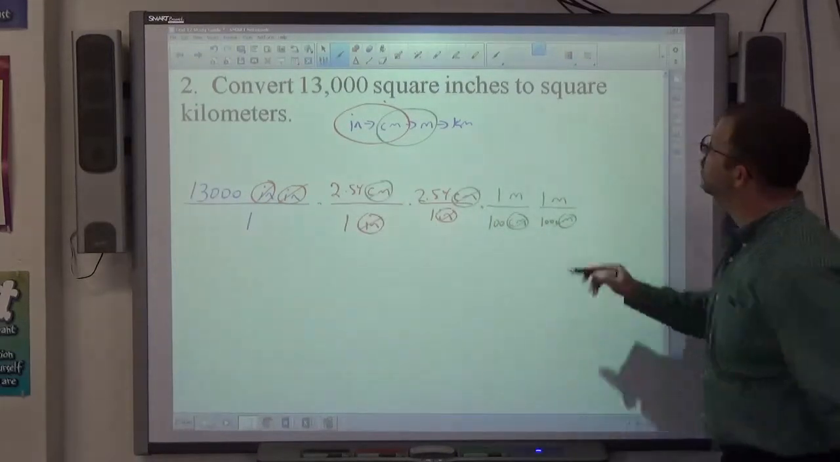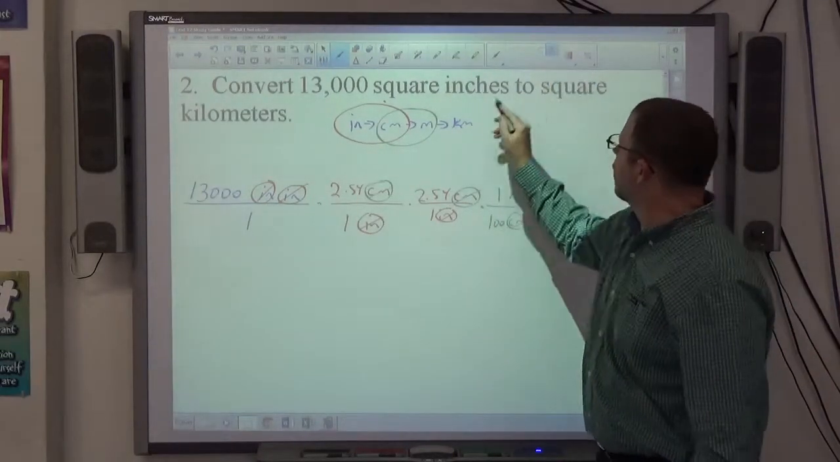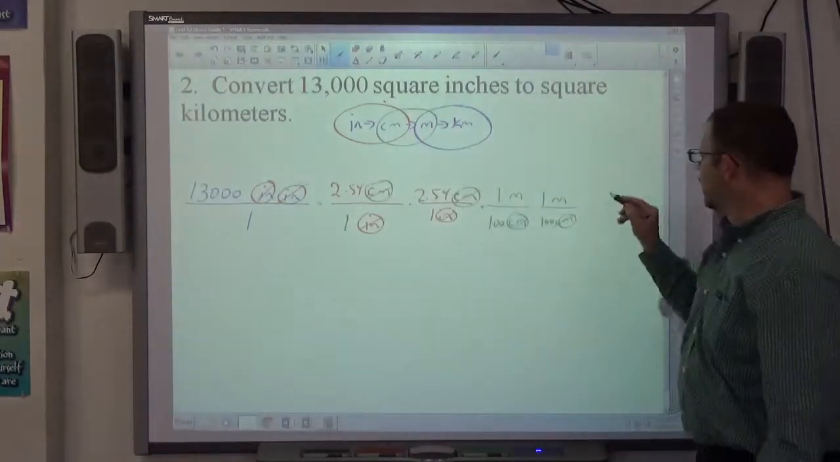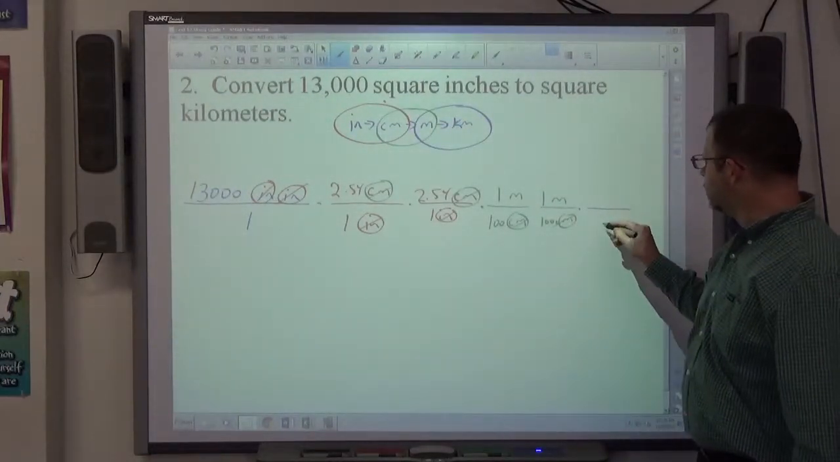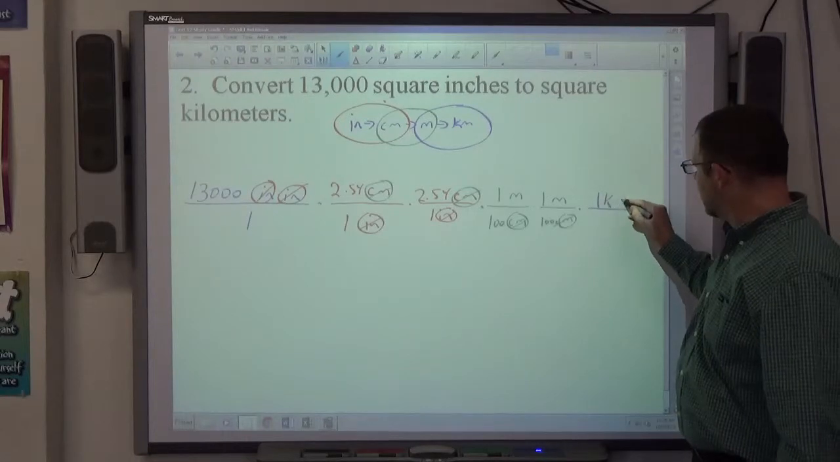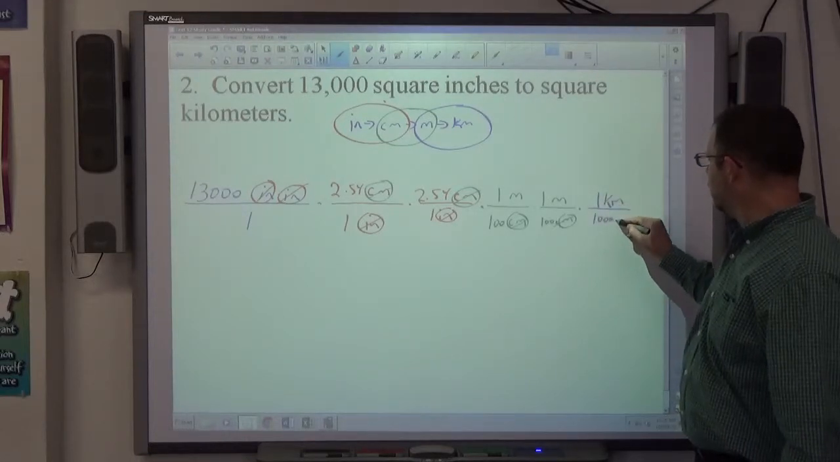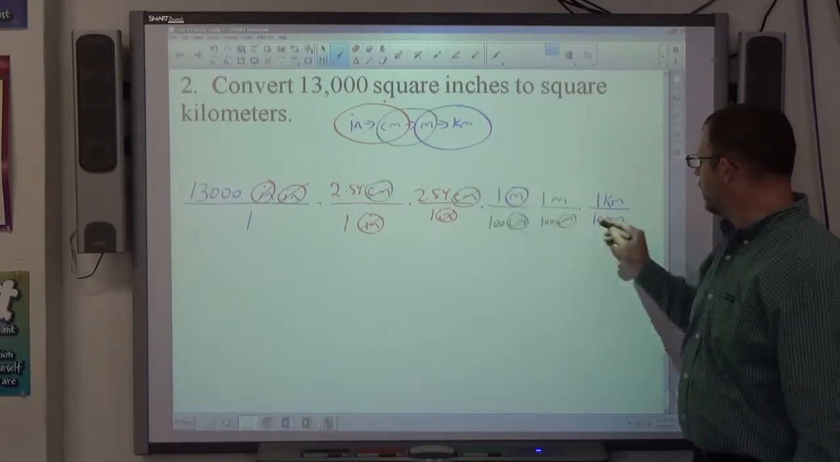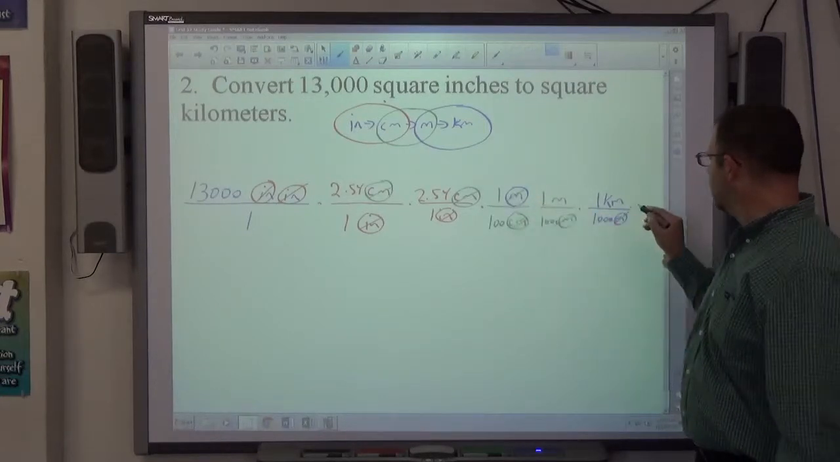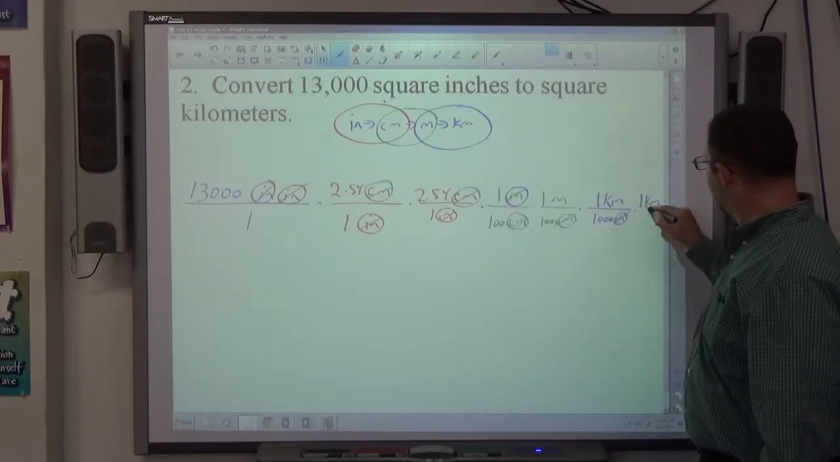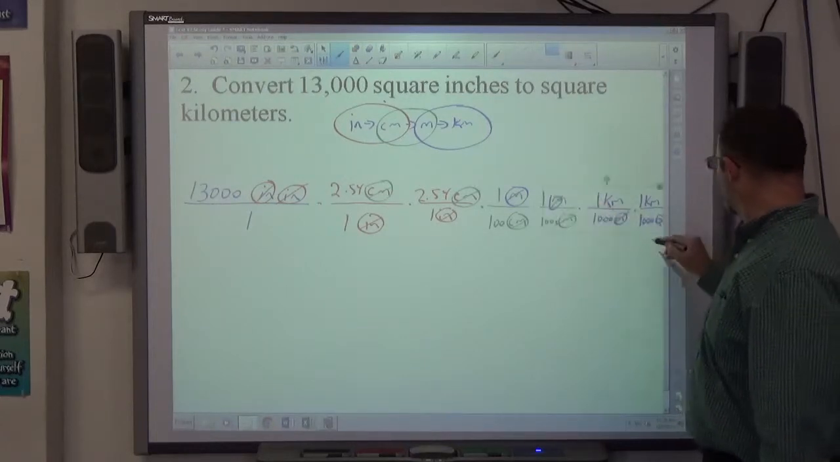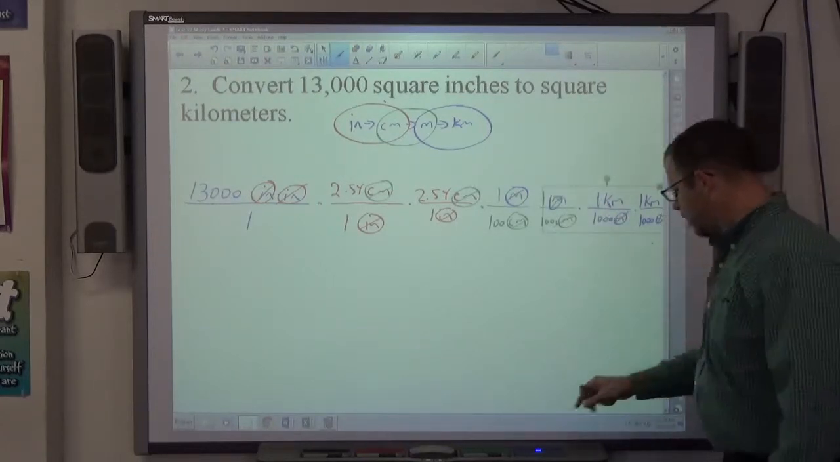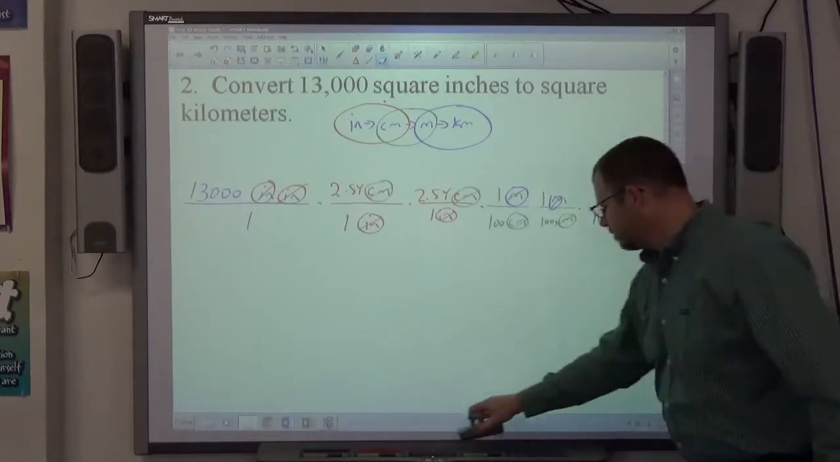Now we're meters, meters. And the final thing I want to do is go from meters to kilometers, and 1 kilometer is equal to 1,000 meters. 1 meter on top, 1 meter on the bottom cancels. I got to do a second one. That cancels that. And that gets me here.